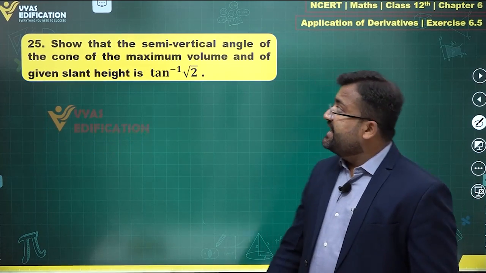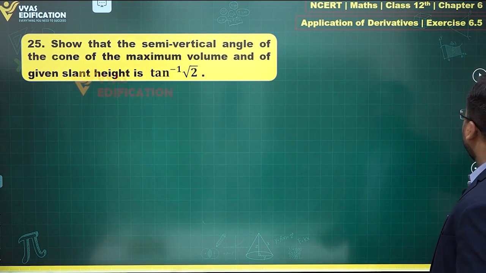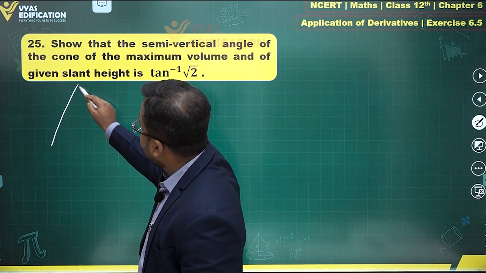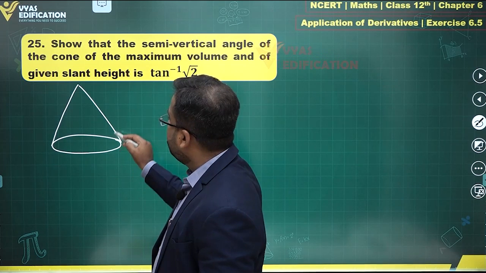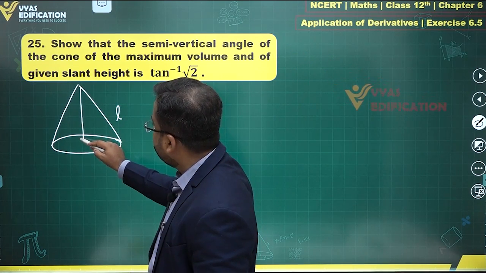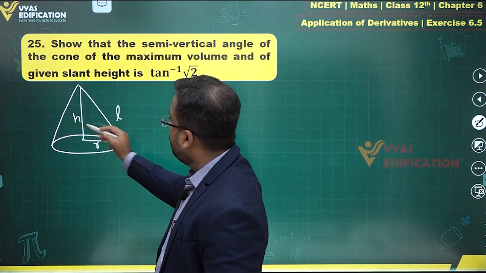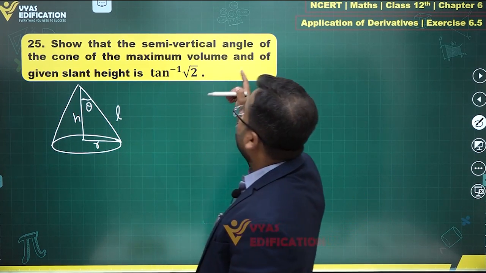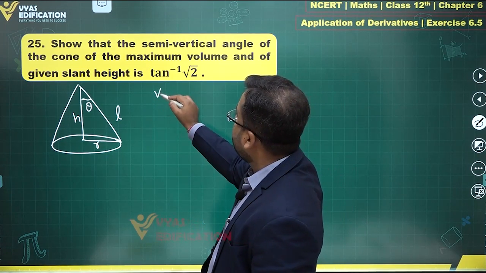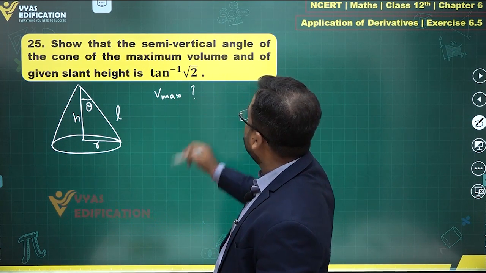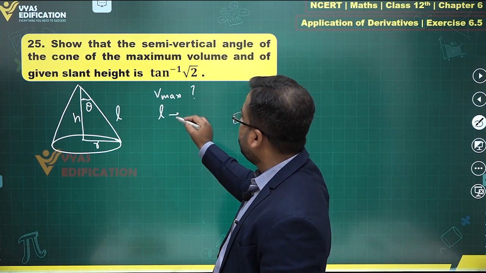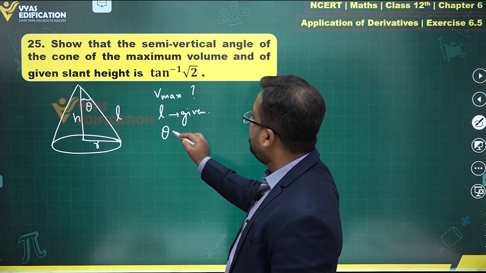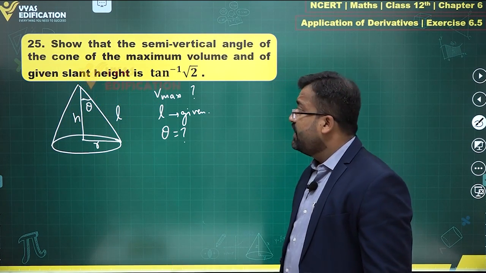The 25th question says: show that the semi-vertical angle of the cone of maximum volume and of given slant height is this. Volume is to be maximum, the cone is given, slant height is important, this height is important, this radius is important. Semi-vertical angle is important, this theta, of the cone of maximum volume, V max, and of given slant height, L given. L is given and the semi-vertical angle theta is the question mark. That is important, right?